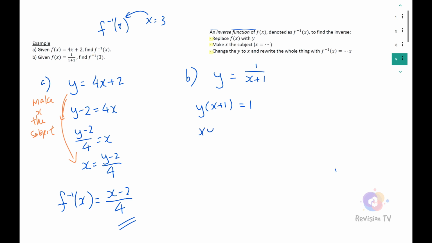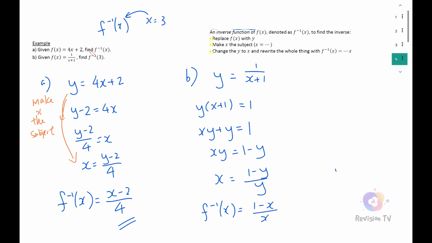Anyway, expand bracket, xy plus y equals 1. All I care about is the x, so the y has to go on the right hand side. So xy equals 1 minus y. And then we divide by y. So x equals 1 minus y over y. Next step, I'm going to replace, okay, so the inverse is 1 minus x over x.